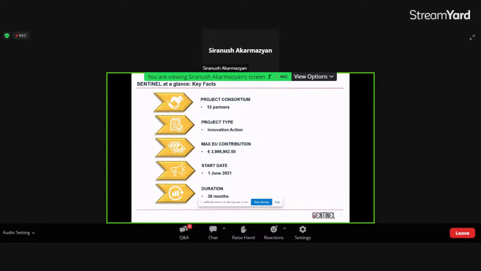So Sentinel at a glance, it is a European project. It has 13 partners. It's an innovation action with a maximum EU contribution of 4 million. It started in June 2021 with a duration of 36 months. We are in the middle of our project, month 18, and are preparing ourselves for the review meeting.